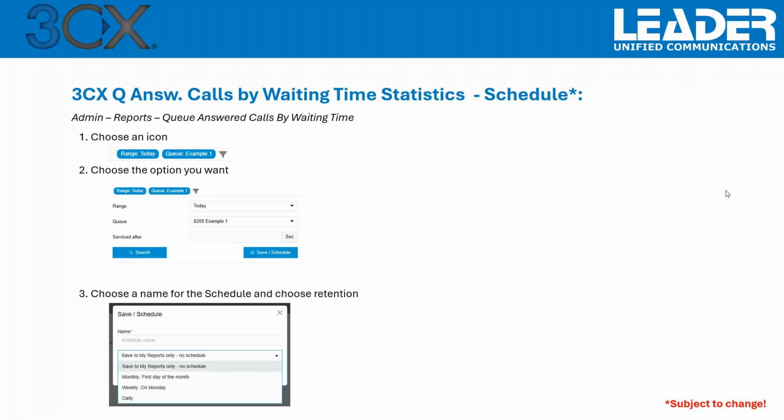Then again, the same way on how to create the schedule. It's literally always the same. I just added that for every report, but it's literally always the same here.